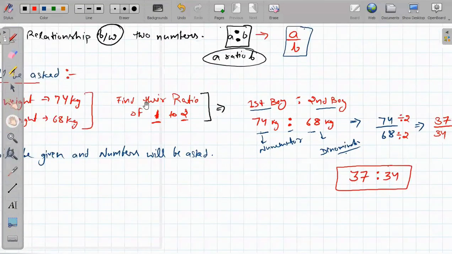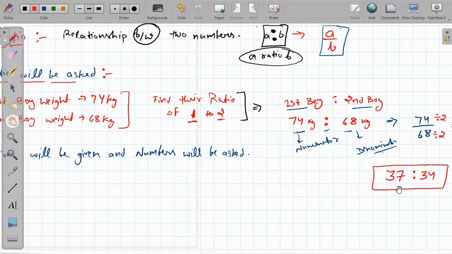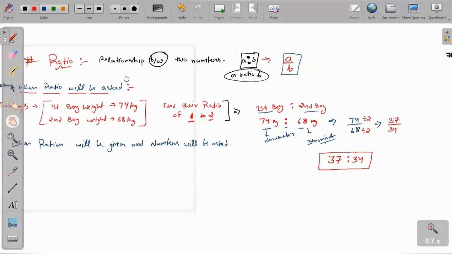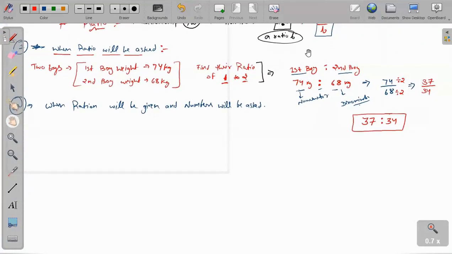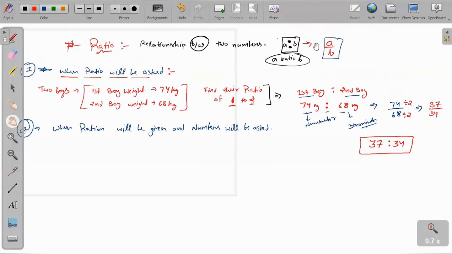So they were asking what is their ratio? So the ratio is 37 is to 34. Did you get the whole question? So how to find a ratio? You will just write A is to B, and then convert it into a fraction form, then cut out the common factors. Common factors we reduce and we get a smaller number, and that simplest form of the number you will call a ratio. I hope you get it.